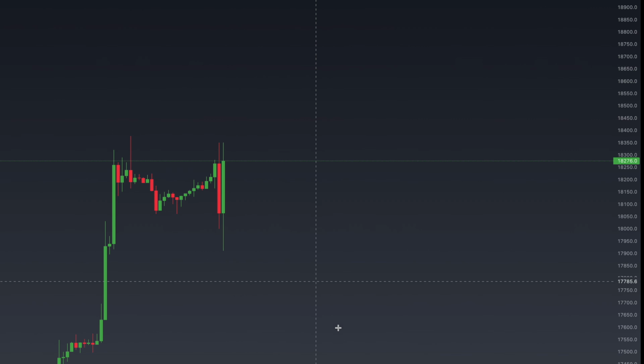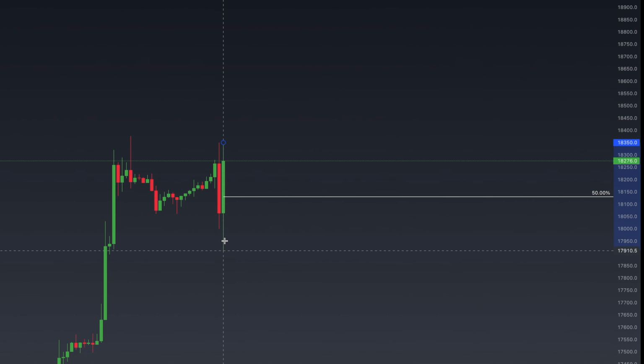And now that candle is closed. So what we're going to do is mark the high of this candle, the low of this candle, and then use a Fibonacci retracement tool. You're going to go from the top of this candle to the bottom of this candle, and then mark the 50% mark.